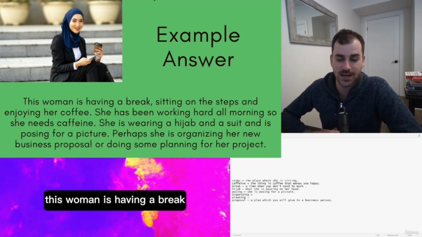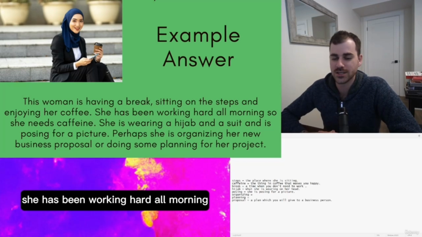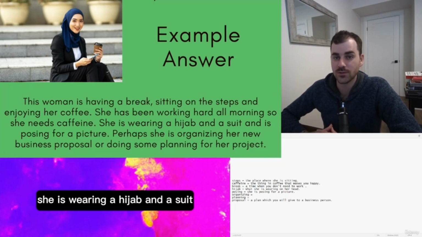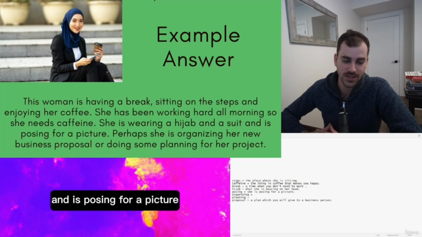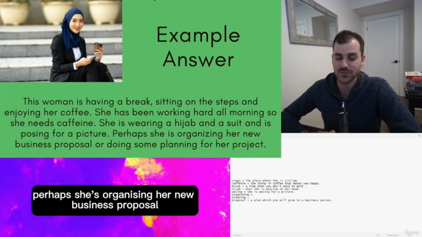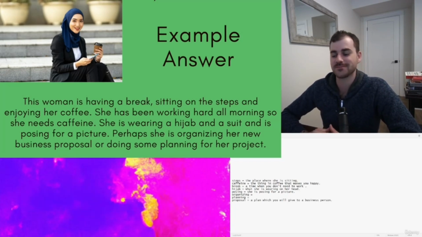And this woman is having a break, sitting on the steps and enjoying her coffee. She has been working hard all morning, so she needs caffeine. She is wearing a hijab and a suit and is posing for a picture. Perhaps she is organizing her new business proposal or doing some planning for her project.